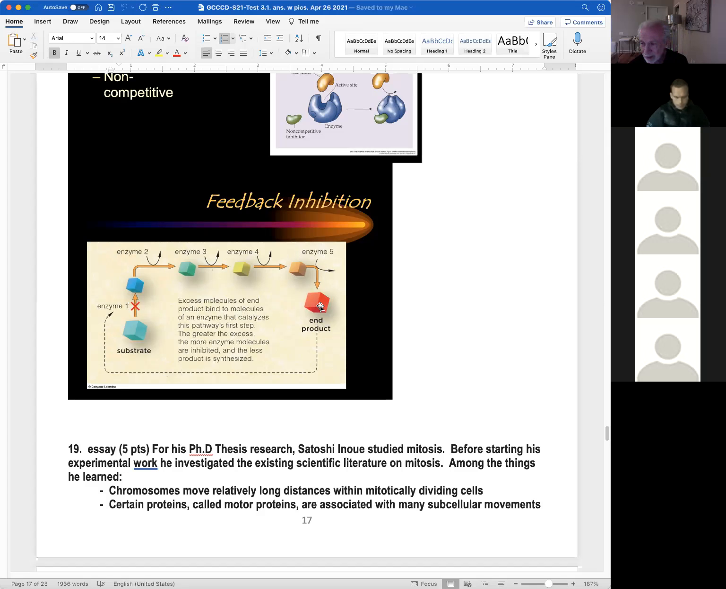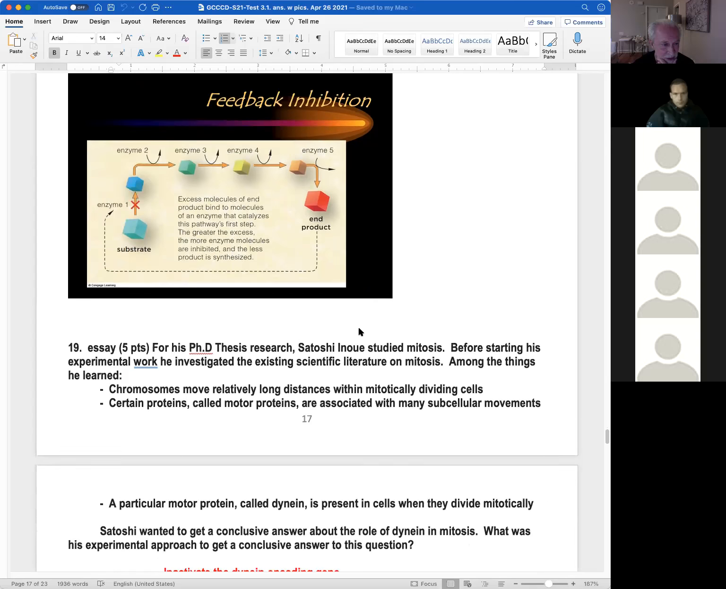So is that clear how feedback inhibition works? It's a very sophisticated way to fine-tune enzymatic activity. Okay, no questions about that.